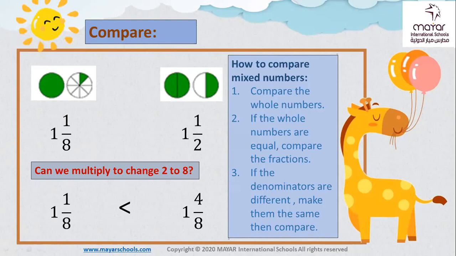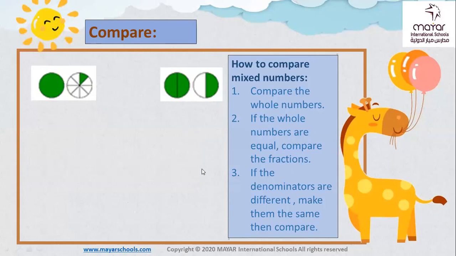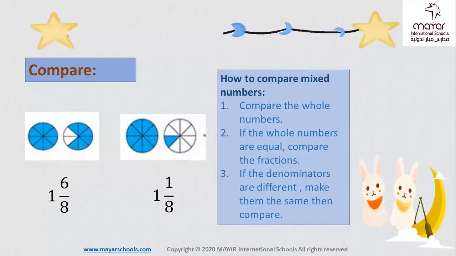Okay, who has the other question? You have a question, raise your hand. Jenna, you have a question? Teacher, there was a question before. That 1 and 6 out of 8 compared to 1 and 1 out of 8. I didn't know how to do it. There is nothing to do, yeah, Jenna. We say, compare the whole numbers, 1 and 1. So, can we do anything? No, right, Jenna? If the whole numbers are equal, compare the fractions. Here you have a fraction 6 out of 8 and here 1 out of 8. Which one is the greater, you know? 6 out of 8. Yes, that's it. Is it clear? Okay.